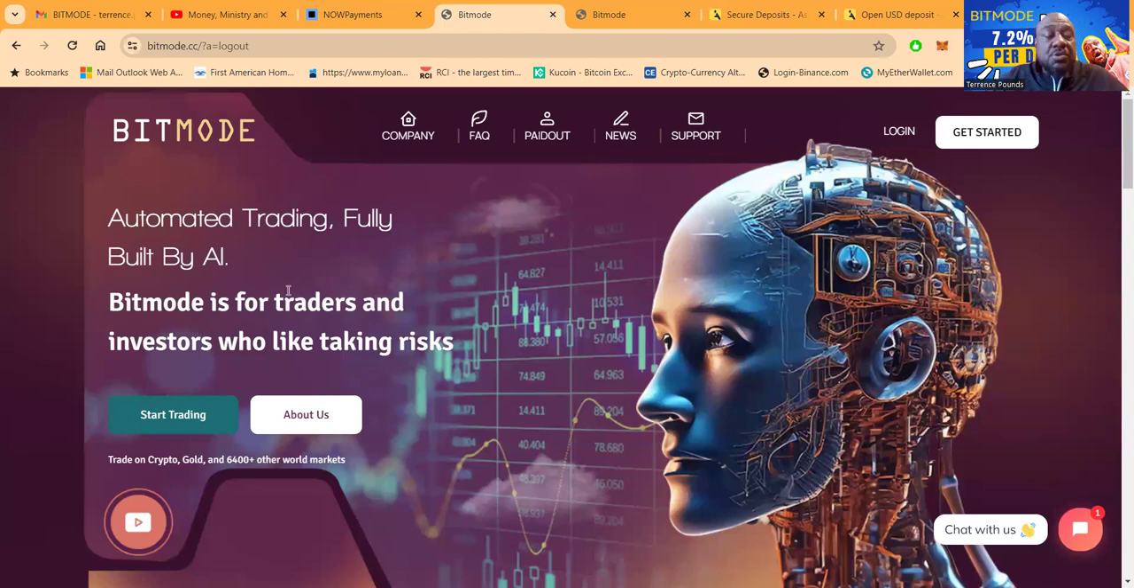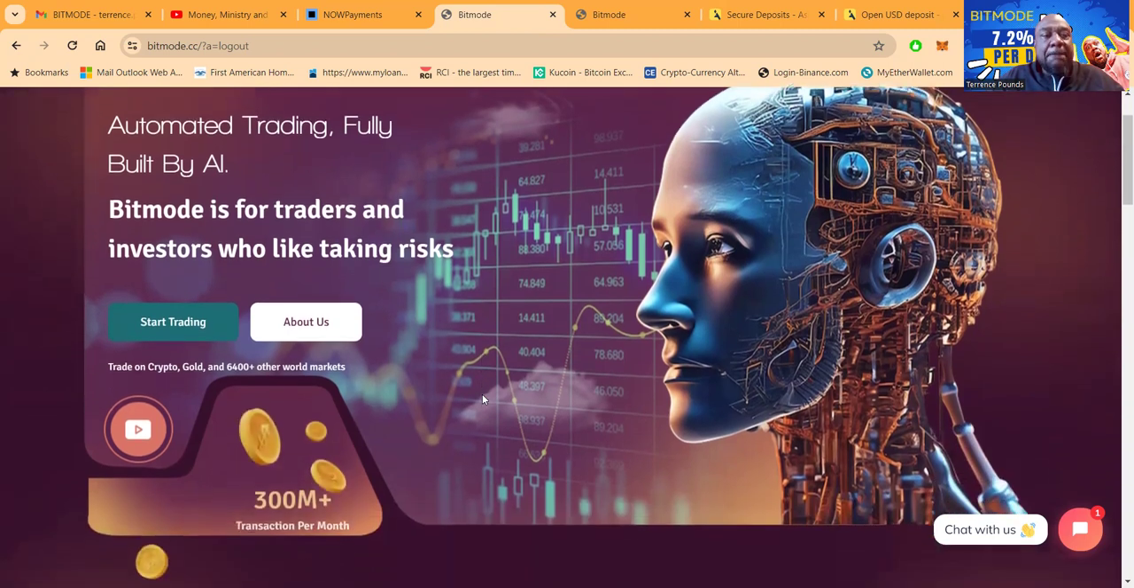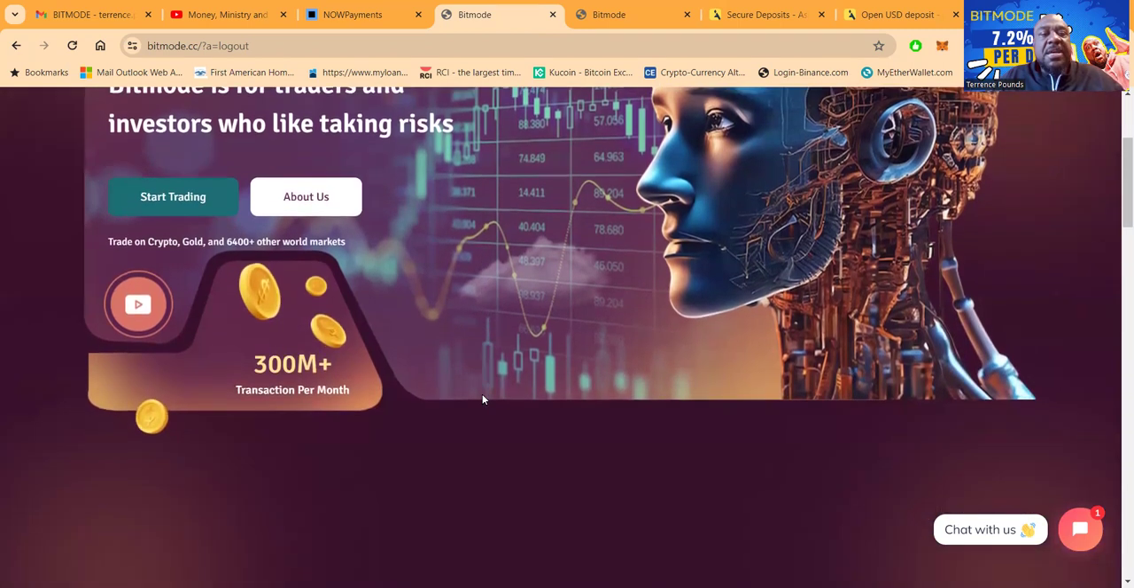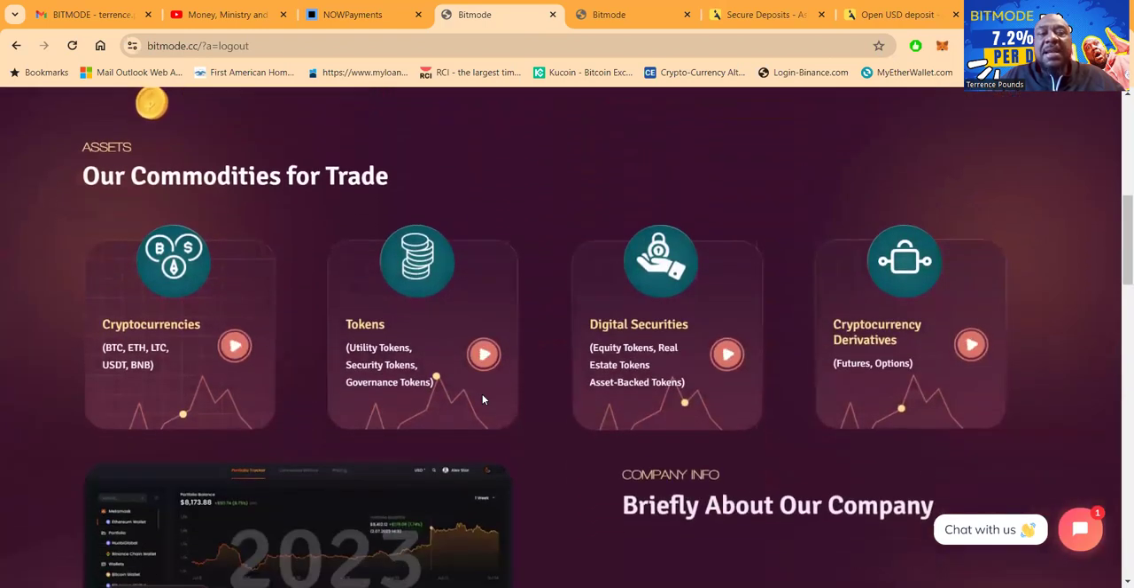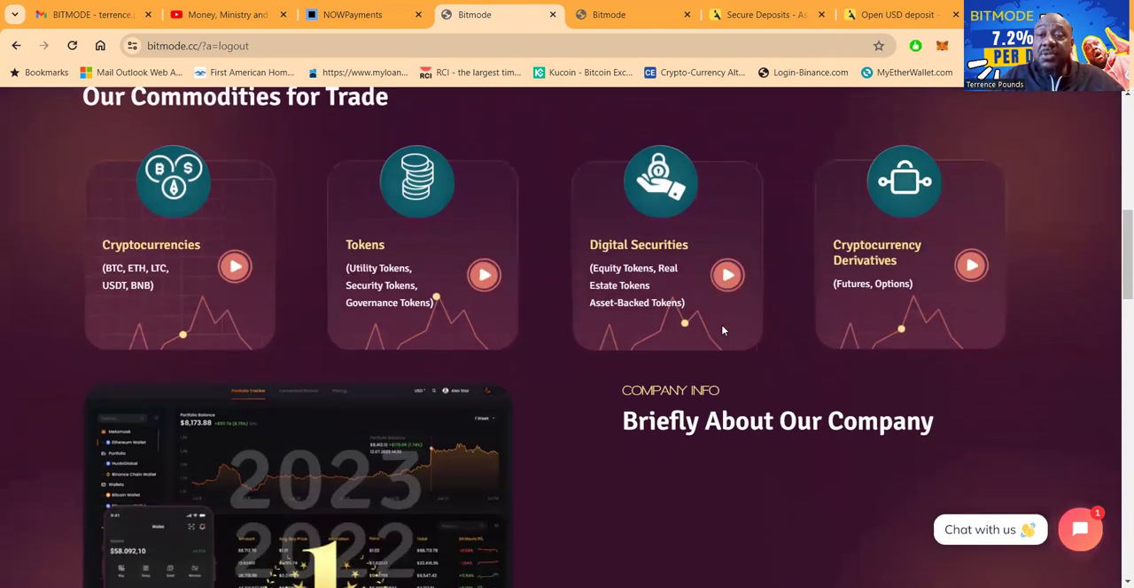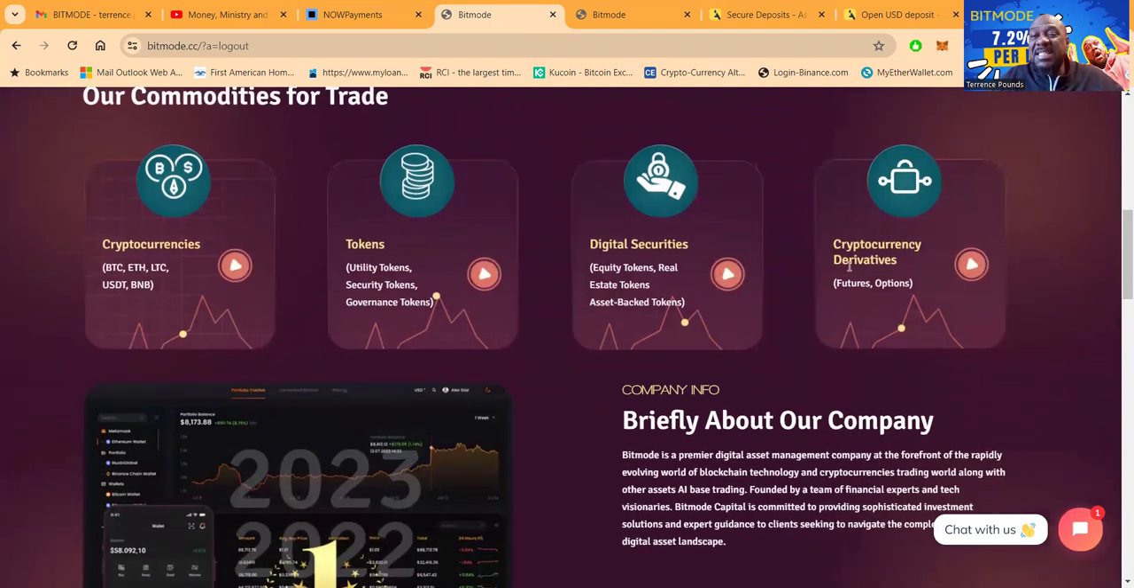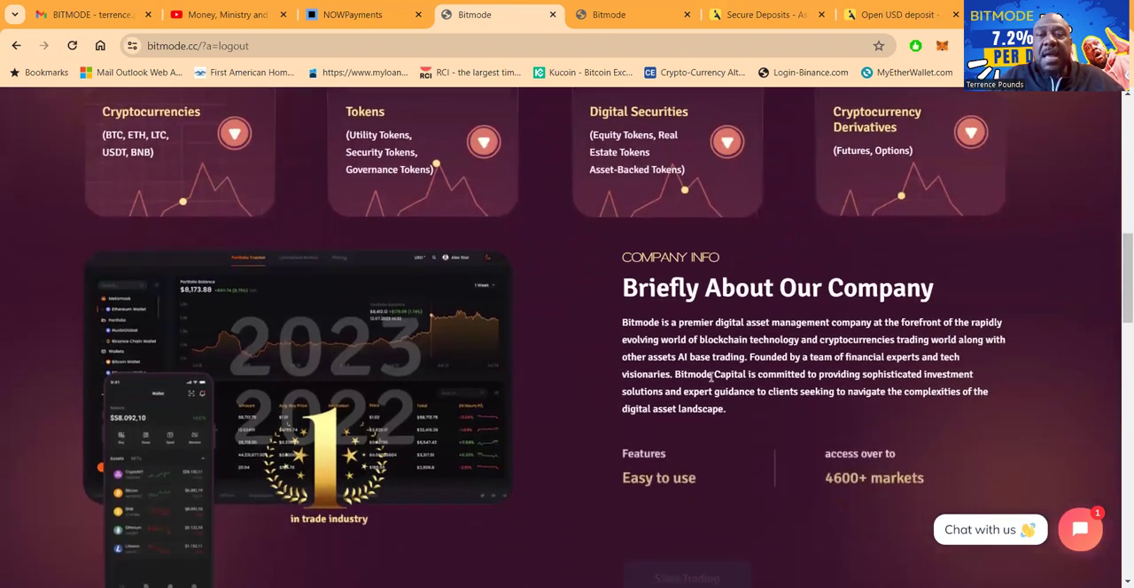Bitmode, automated trading, fully built by AI, folks, it just launched. Bitmode is for traders and investors that take risk. And then, folks, start trading immediately, right? 300 million plus transactions per month. The commodities for trade, folks, are cryptocurrencies, tokens, digital securities, cryptocurrency derivatives between futures and options.